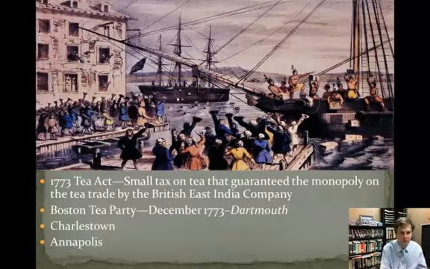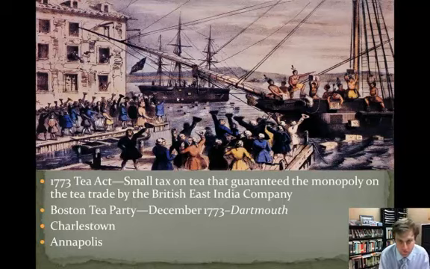Now, 1773, the Parliament will pass something called the Tea Act. This is a very small tax on tea that guaranteed the monopoly on the tea trade by the British East India Company. That was the real grievance here. Not that there was a tax on tea, but that there was a monopoly, and only certain people could sell this tea. So all the other merchants in Boston were going to go bankrupt if they were selling tea.